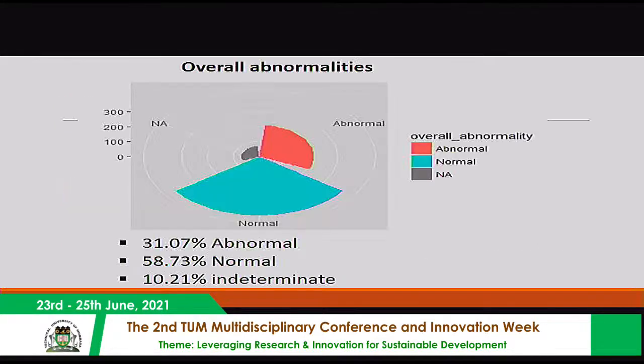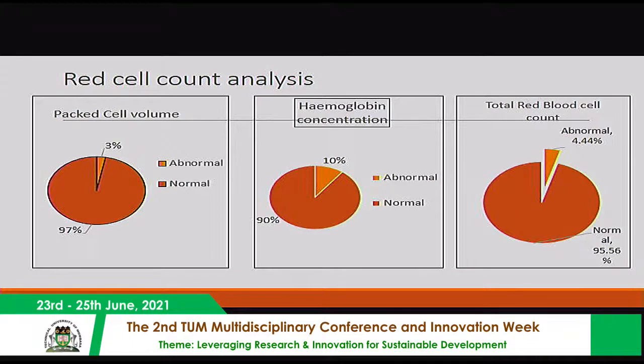So in our results here, we found that actually in donated blood, we have some abnormality. And we found that about 31.07% were actually not normal. Okay? So these are some of the tests that we did that we need to know.